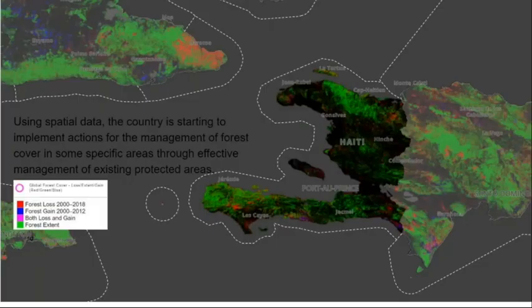Next one. Using spatial data, the country is starting to implement action for management of forest cover in some specific areas through effective management of existing protected areas in Haiti. Next one.